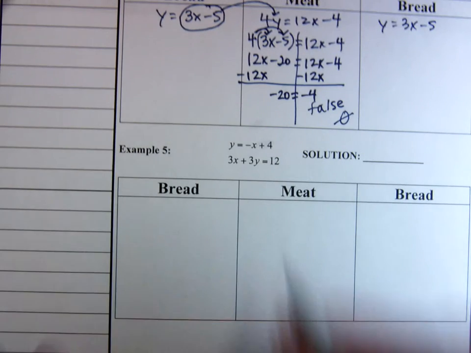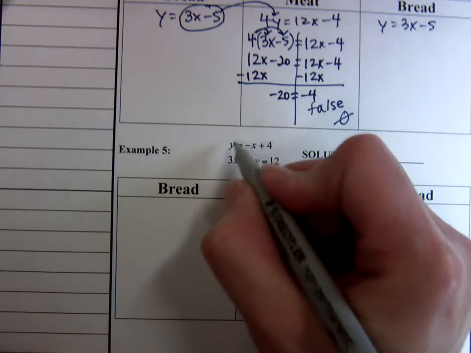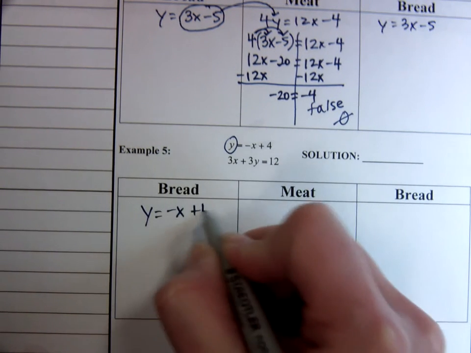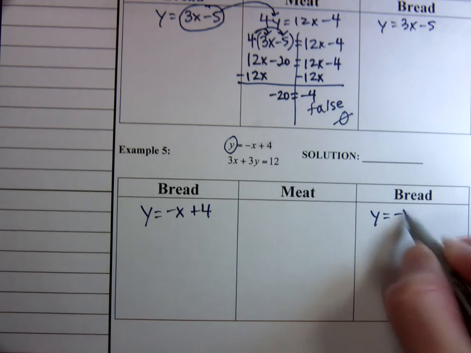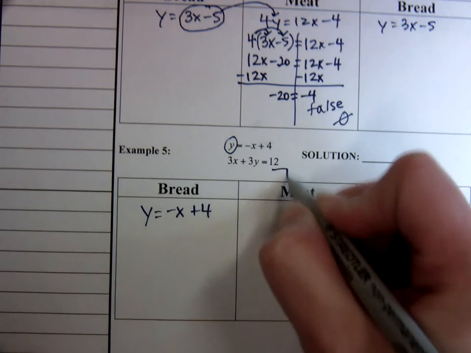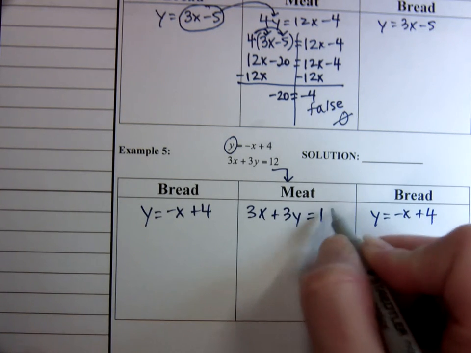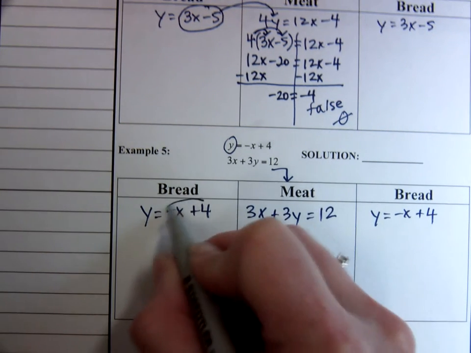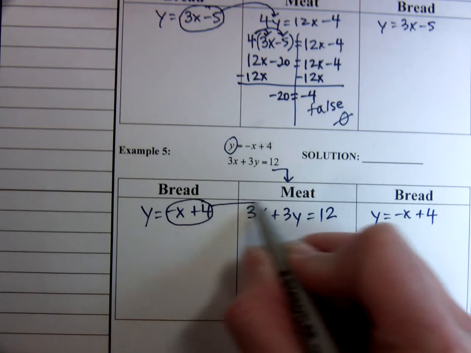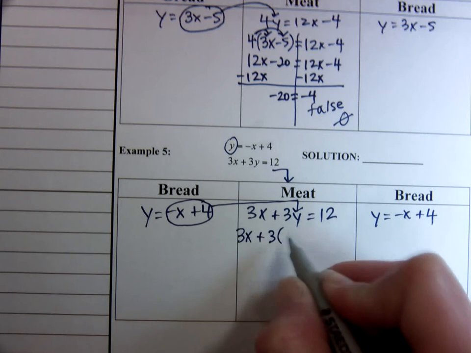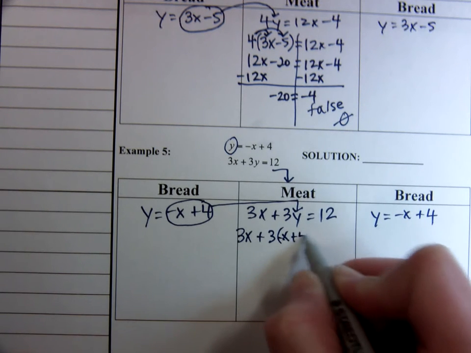Let's look at the last one. Again, we look for the one that has a single variable, that's here. So we're going to put that in the bread column. We'll put it in both bread columns. And we will put this into the meat column. We'll take what the bread is equal to, and we'll plug it in for the bread. So we have 3x plus 3 times negative x plus 4 equals 12.